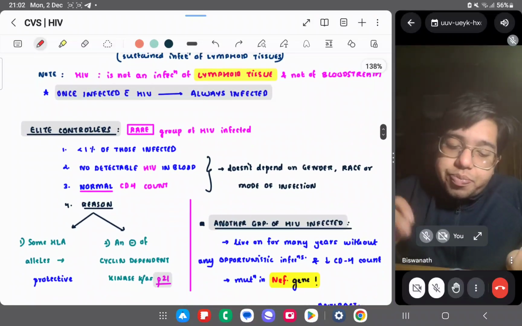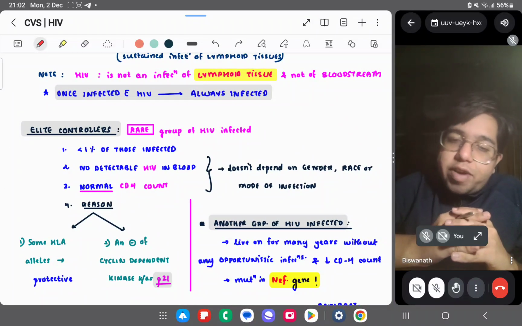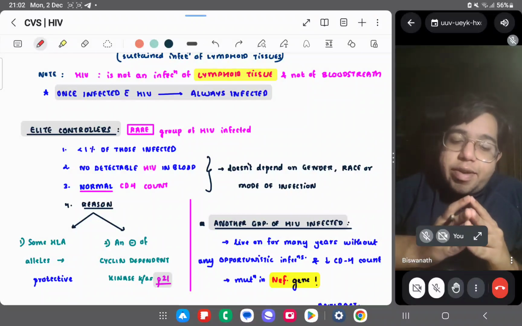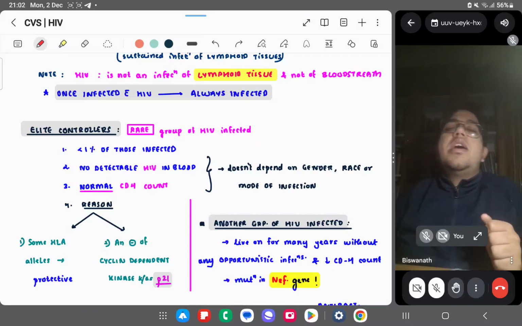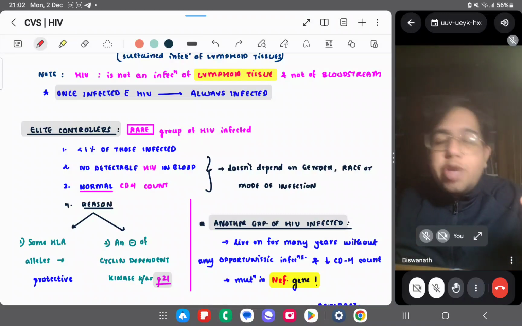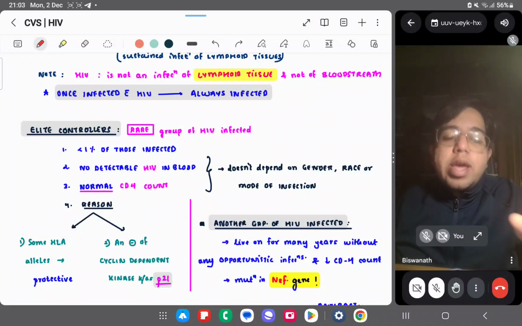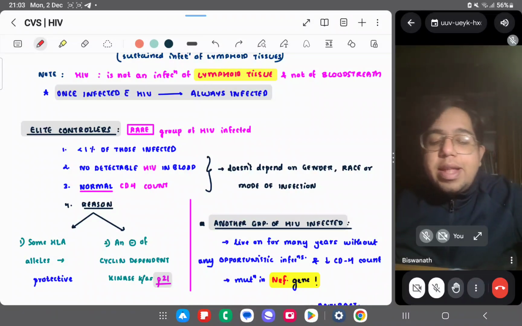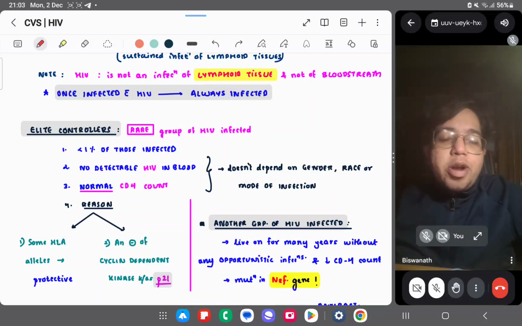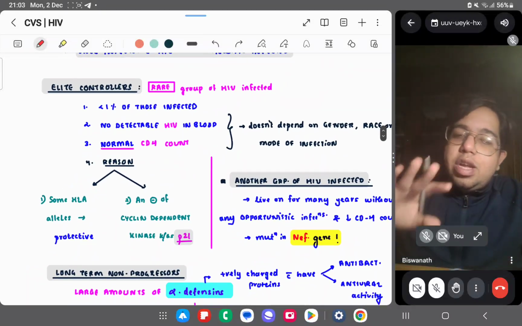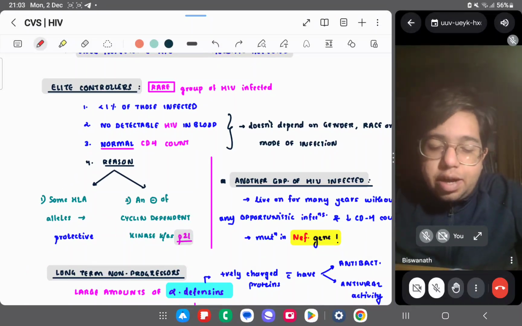Okay. What are elite controllers? We have a concept of elite controllers in HIV. So elite controllers are basically a rare group of HIV infected people. Let's assume we have 100 people infected with HIV, out of which one or two. Basically, we say one. About 1% of those infected are elite controllers. It means they have no detectable HIV in blood. You can detect it in serology. The CD4 count will be normal. Okay, it doesn't depend on gender, mode of infection, anything. They don't have HIV in blood, and the CD4 count is normal.